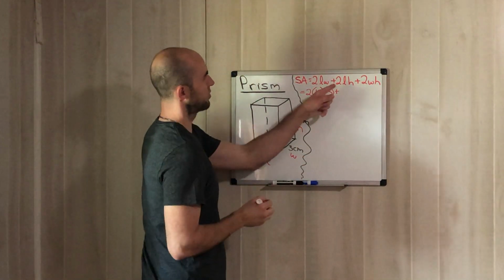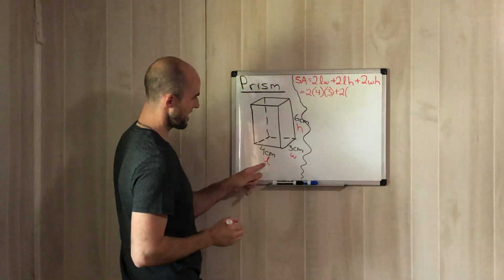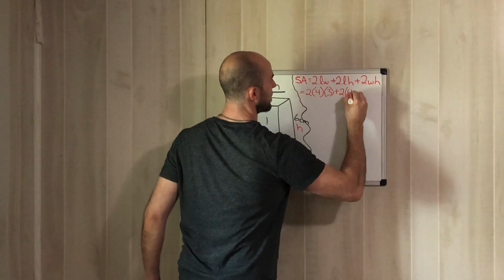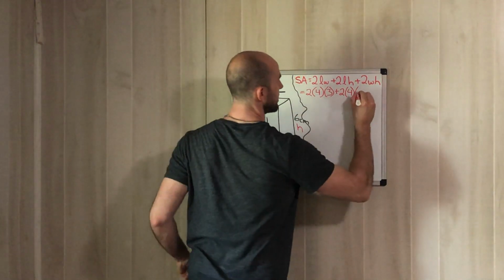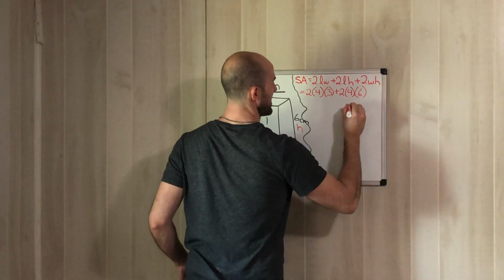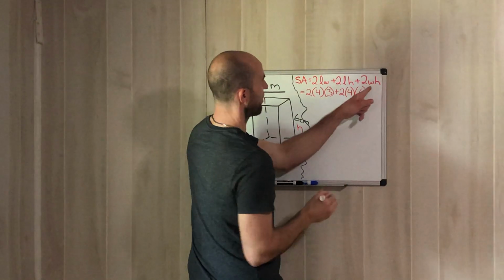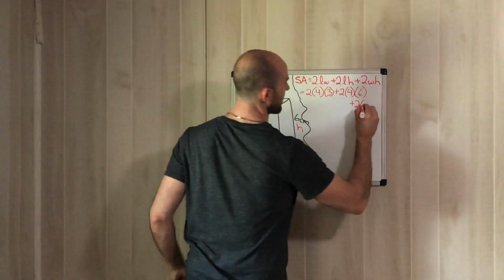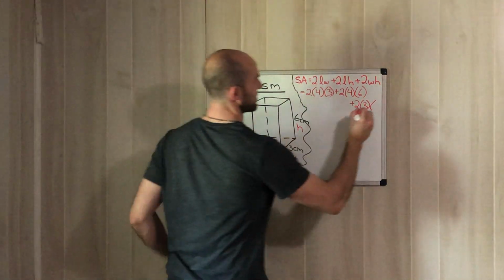plus we have 2. We know that the length, again, in this case is 4. We know that the height in this case is 6. And now let me write the last part down here. Plus 2. We know that the width in this case is 3. And we know that the height in this case is 6.